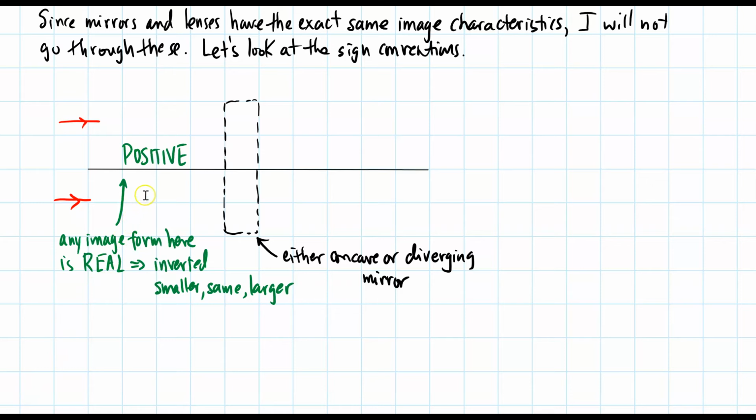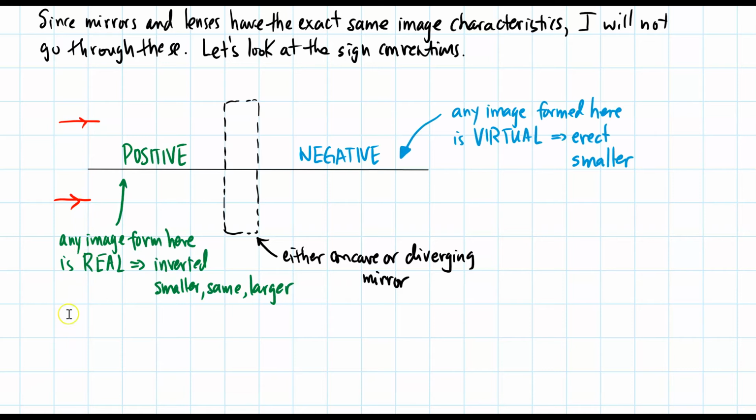So if the image is on the same side as the object, you form real inverted images. On the other hand, if in the back of the mirror, where there's not supposed to be any light, it appears that there's an image that's formed, it must be virtual. Therefore, that image has to be erect and smaller, and therefore this side of the mirror is now negative.